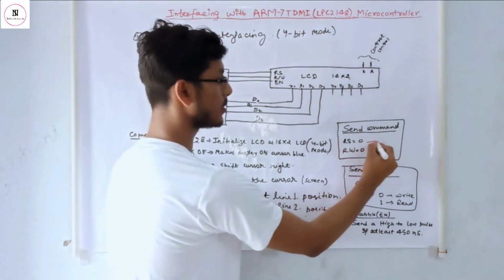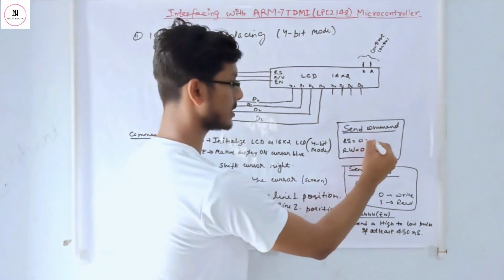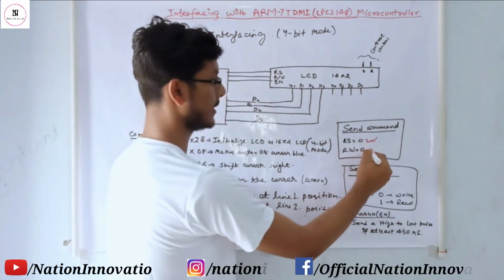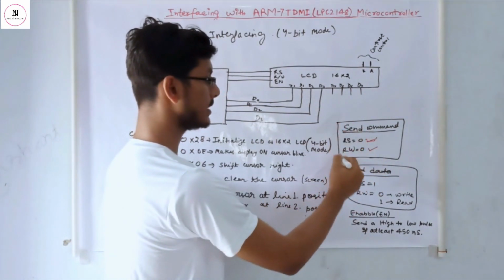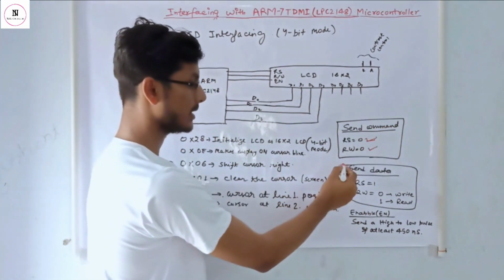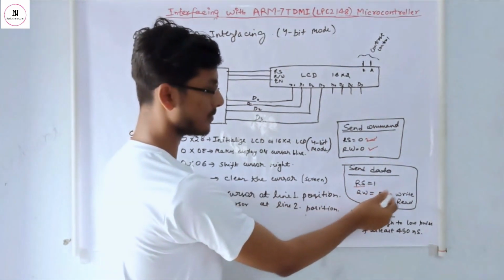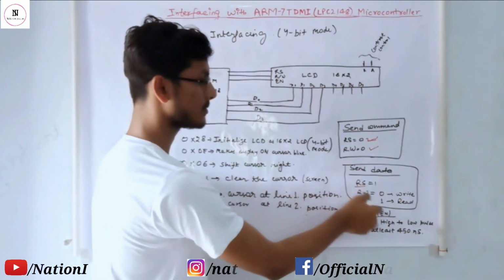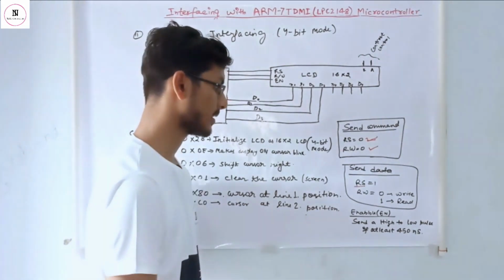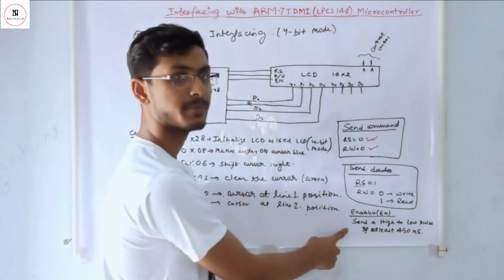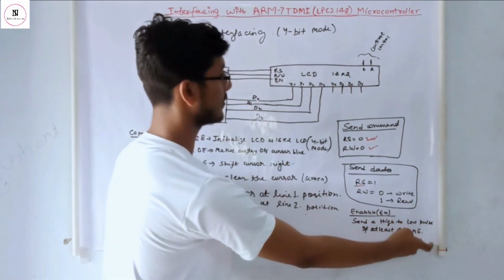When this bit is 0, the LCD is considered to be in the command mode. When the register select bit is 0, and read write is 0 for write and 1 for read, the LCD is in the command mode. For sending data, the register select bit is 1, and read write is again 0 for write and 1 for read. In this way we send the data, and for every command or data sent we have to enable the enable pin. The enable pin requires a high to low pulse of at least 450 nanoseconds.